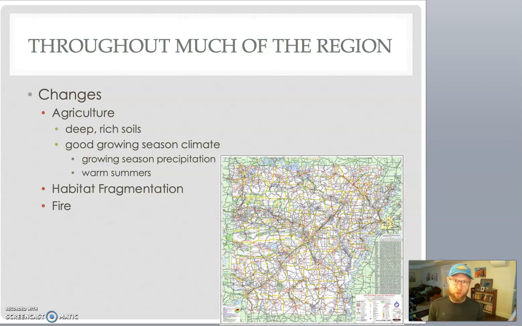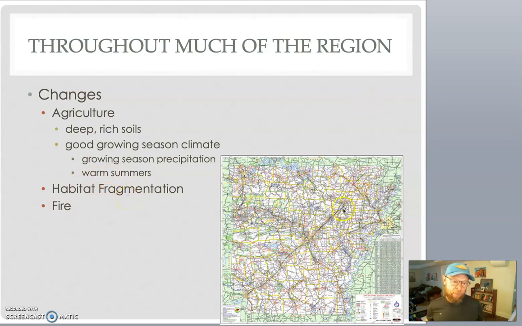There's been a lot of conversion of these forests to agricultural lands. And, for much of this area, the soils are pretty good and the weather conditions are good for agriculture. And so a lot of those forests have been removed and replaced by agriculture. Also, we have lots of habitat fragmentation.